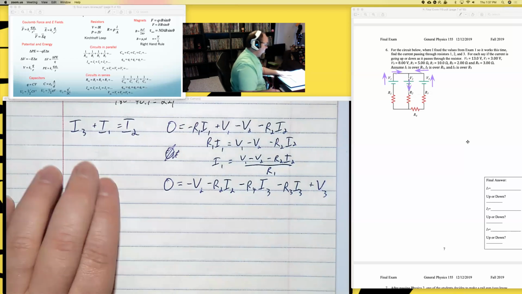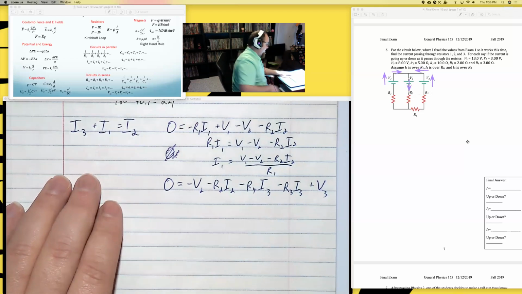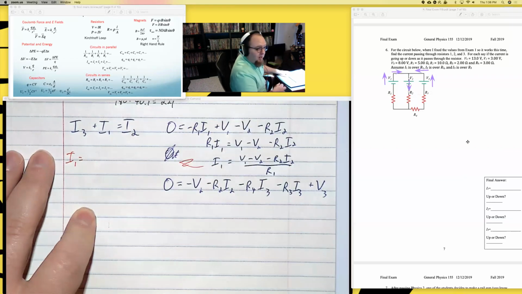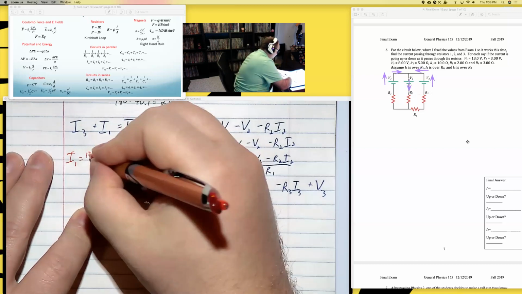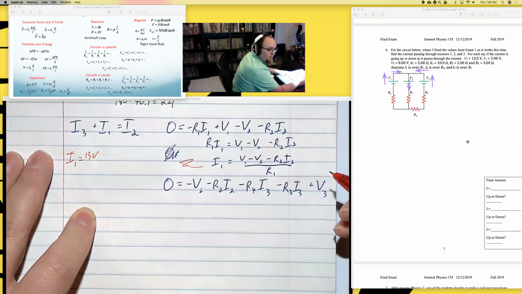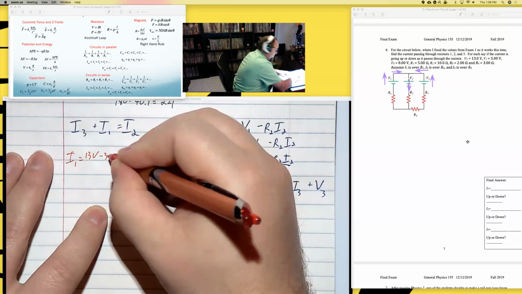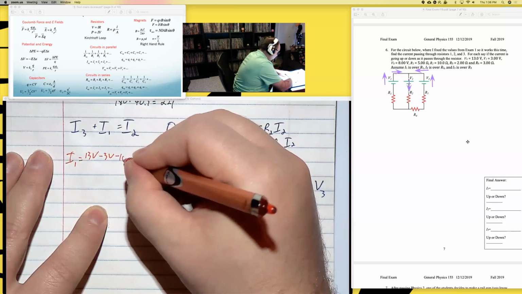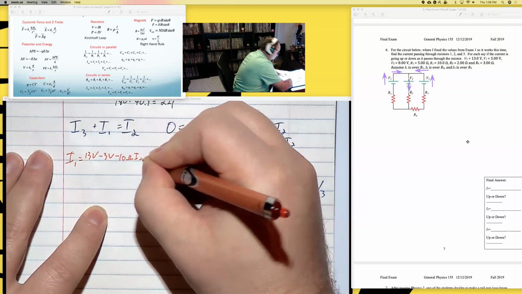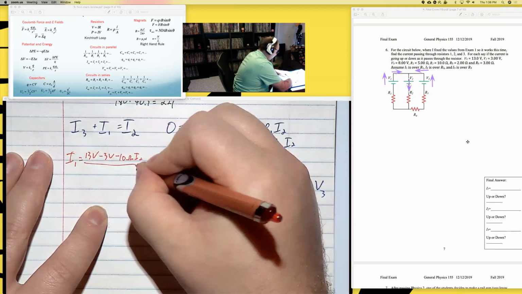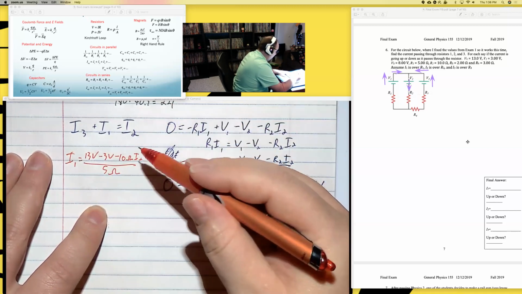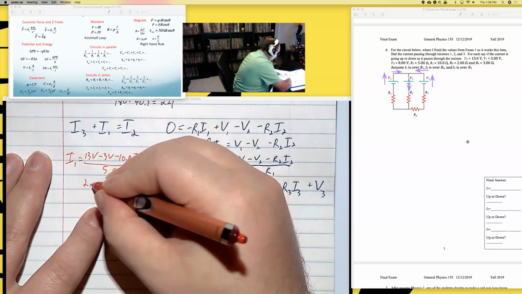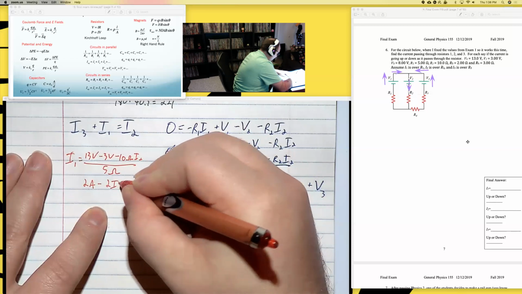And you know what? I'm going to be lazy and plug in some numbers, and I'm just going to do that over here because I'm out of space. V1 is 13. V2, no, what? I haven't written there, is 3. Minus 10 I2 over 5 is 10 minus 10 I2 over 5, so it's 2 amps minus 2 I2.